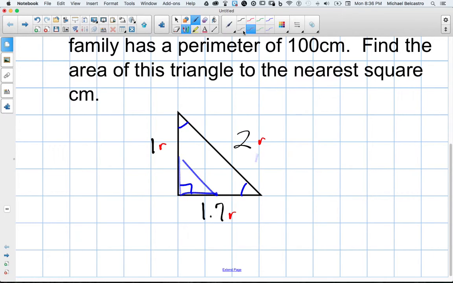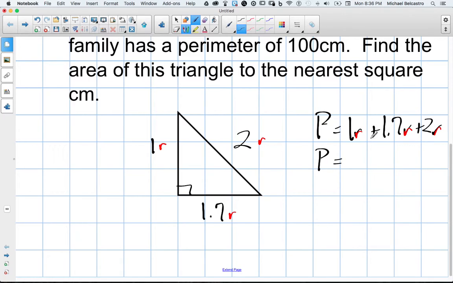So now that we've set that idea up, we know this is our starting triangle with some ratios to it. We also know that the perimeter of our ratio triangle would be 1r plus 1.7r plus 2r. I should put the r's in red here. So we need to get a ratio for perimeter. Perimeter is equal to, well, we add all the coefficients together. 1 plus 1.7 is 2.7, plus 2 is 4.7. So our perimeter is equal to 4.7r.